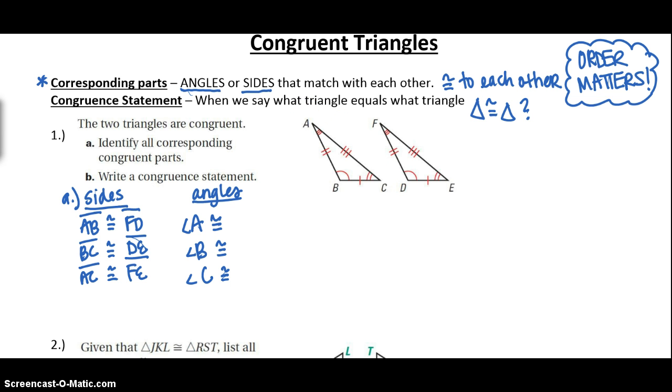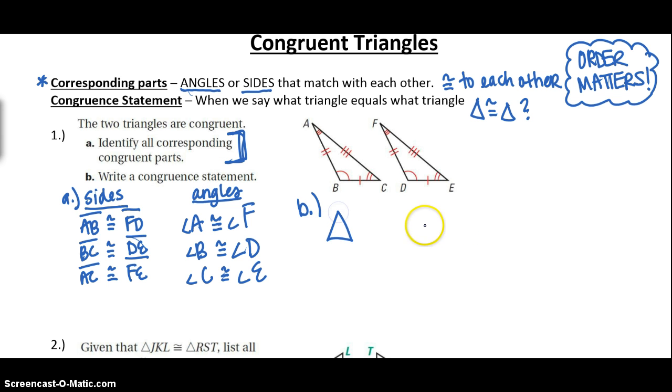And let's go ahead and check out what that is. So A has 3 marks. F has 3 marks, so angle F must be what A corresponds to. Then we have angle B has 1 mark. Angle D has 1 mark, so angle D must be what it corresponds to. And then we have angle C, which has 2 marks, that goes with angle E, which has 2 marks. Okay, so what we've done is part A, and this is what you do when they ask you to identify all the corresponding parts. Okay, part B says to write a congruent statement.